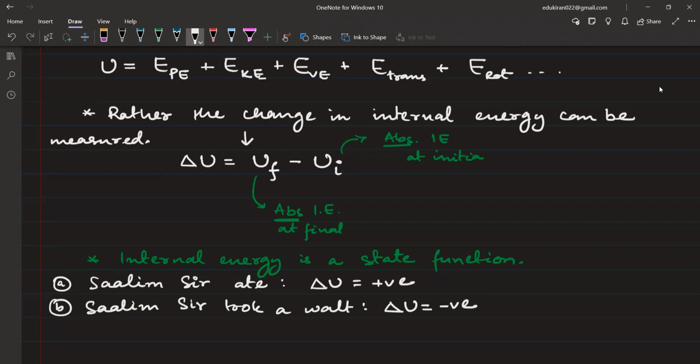ओके? और डेल्टा यू की पॉजिटिव में कब होगी? जब आपने एनर्जी दिया सिस्टम को. So when you give energy to the system, the change will be in positive, and if you take energy from the system, then what is going to happen? The change will be in negative side. Please write this down.